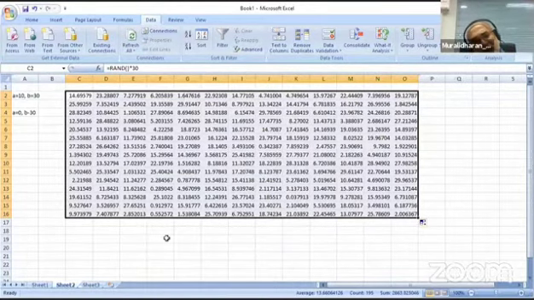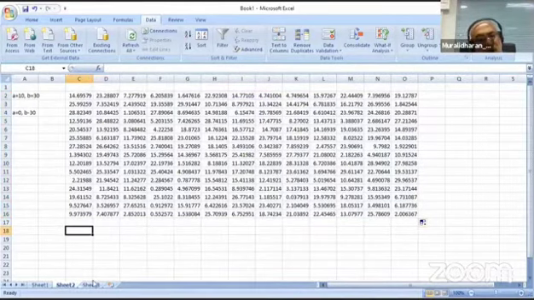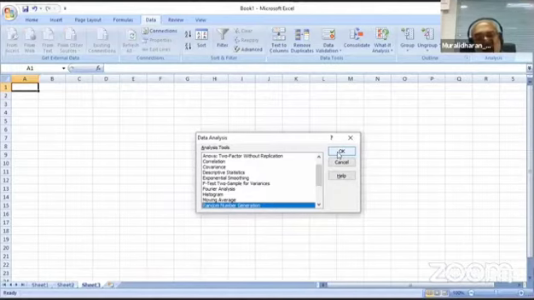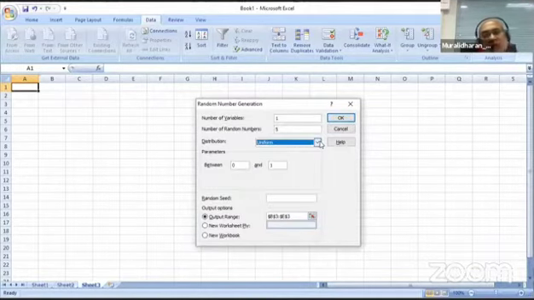Now, I would prefer this one, but there is another way of generating a random sample. I'm going to the next sheet, just to show you how it can be generated. Go to data analysis. There is a panel called the data analysis toolpak panel. There you can see random number generation. Just say okay. Now you can say uniform, no problem.